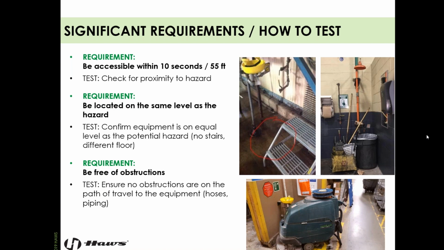So second, it needs to be located on the same level as the hazard, right? We don't need an obstacle course. We don't want to make this more difficult than it really needs to be. It needs to be on the same plane, the same level. Imagine having something in your eyes and now you need to navigate stairs, downstairs, upstairs, whatever, to find the piece of emergency equipment. So if there's a potential for exposure, it needs to be on the same level that you might have been exposed on the emergency equipment. So just confirm there's no changes in level on that.